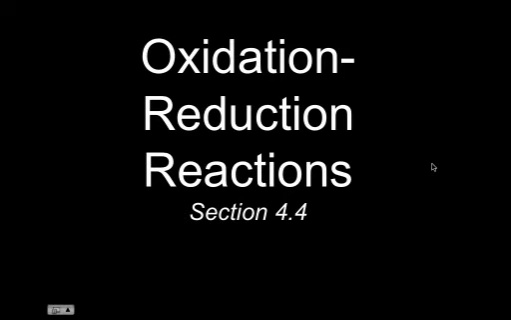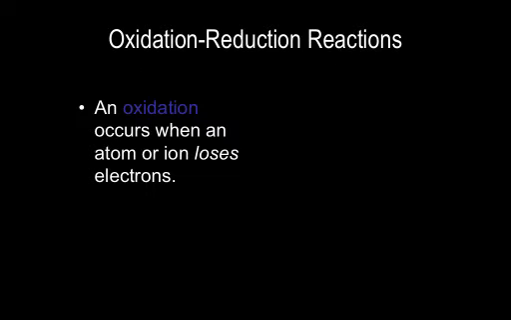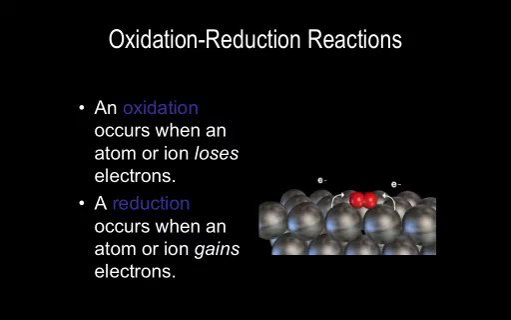Hi, this is Ms. Basin, and today we're going to talk about oxidation-reduction reactions, which is section 4.4. So the first thing we need to do is define what an oxidation-reduction reaction is. A shortened form of this, instead of calling it an oxidation-reduction reaction, we usually call these redox reactions. So when you have a redox reaction, two things have to occur. You have to have oxidation and you have to have reduction.